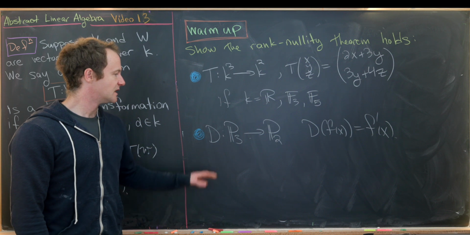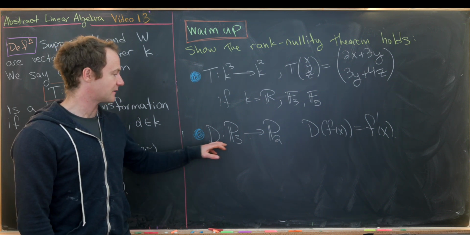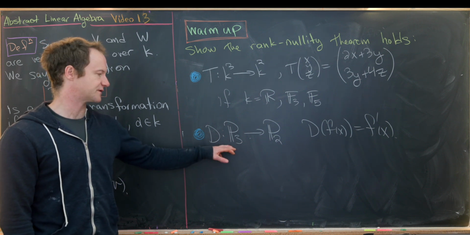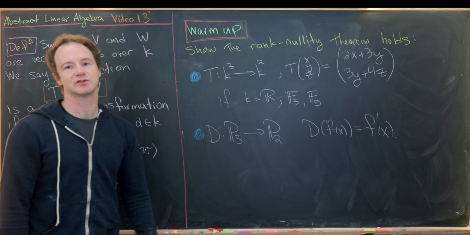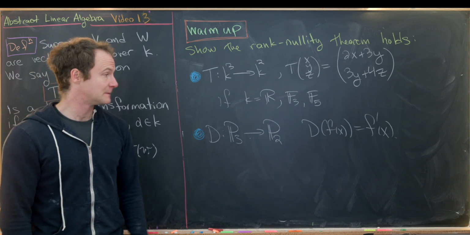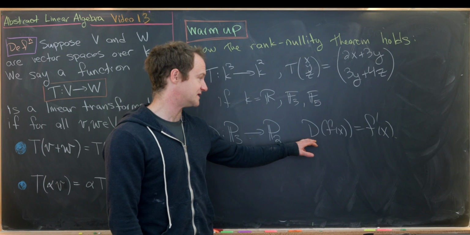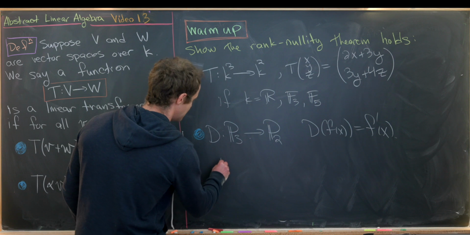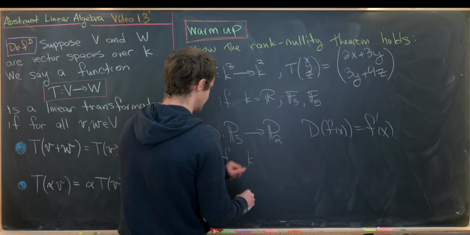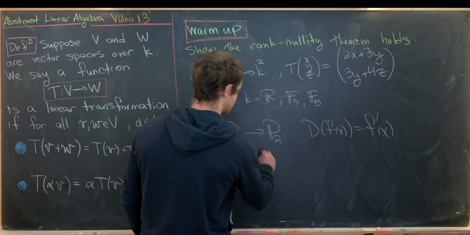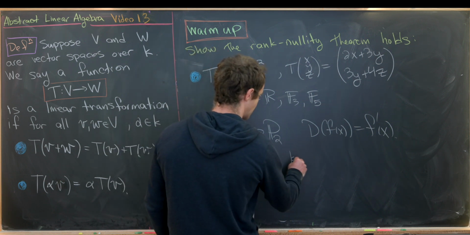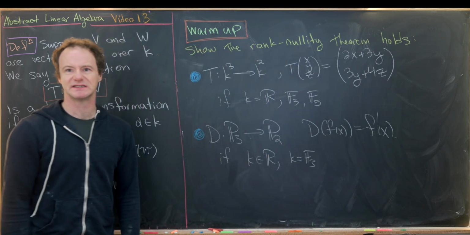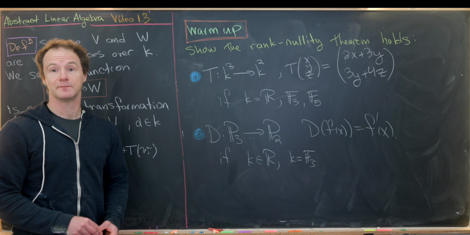Then we've got this map D from P3 to P2. So these are polynomials of degree less than or equal to 3 to polynomials of degree less than or equal to 2. And here, our linear transformation D takes f to f prime. In other words, the derivative. And again, maybe do this for two cases. Let's first do this for the case when the ground field is R, and another case when the ground field is F3 again. I think you get something different in each of those cases. Okay, that's a good place to stop.